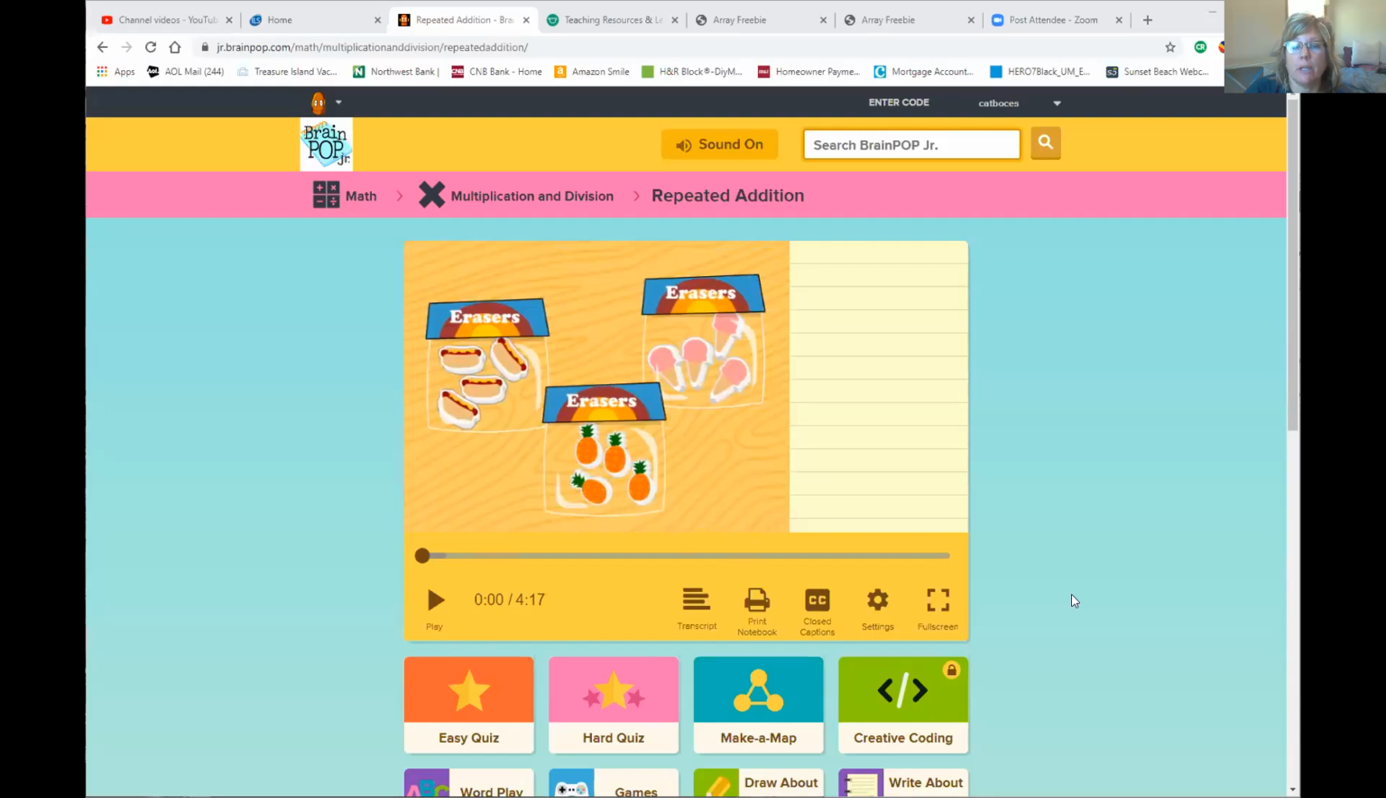Hi, boys and girls. For math today, we're going to continue working with arrays. Remember, an array is a group of objects that are organized in rows and columns that will help us with repeated addition and then with multiplication. Let me share my screen with you so that we can watch a Brain Pop Junior video about repeated addition leading to multiplication.